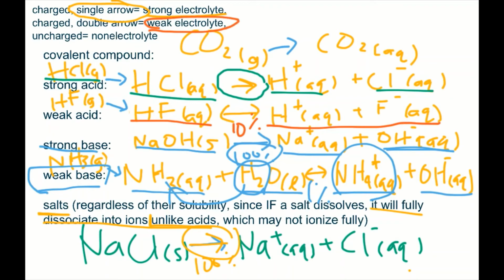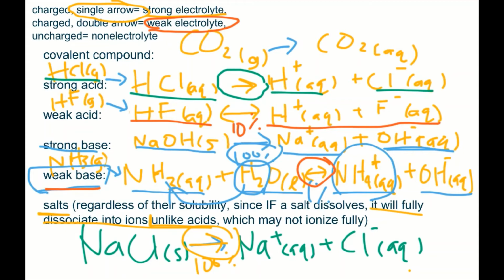And for the same reason, weak bases are also weak electrolytes, since we can take a weak base like ammonia gas, and it will transform into an aqueous form of ammonia once it's dissolved in water, indicated by the blue arrow, and then it might react with water, and maybe 1% of it will be converted into NH4 plus and OH minus. So since it isn't all the way, and since we have a double arrow and we have charged particles, then this is a weak electrolyte.